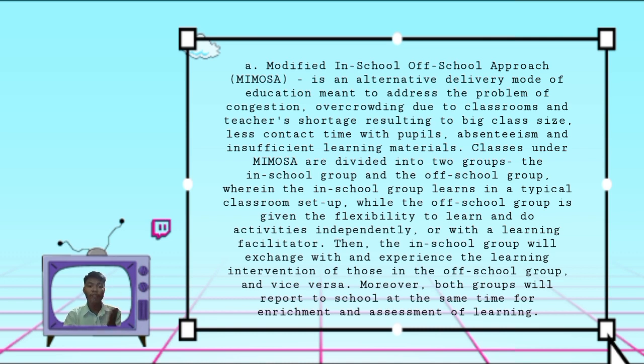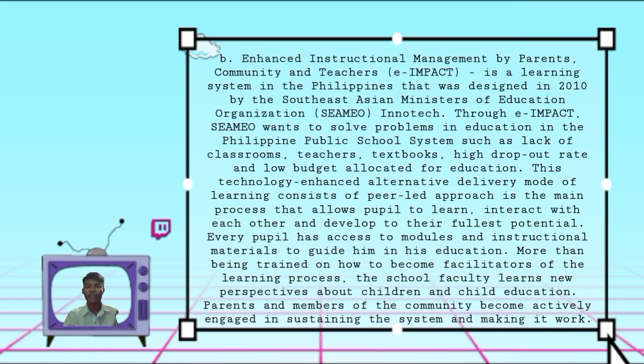So let's continue with Enhanced Instructional Management by Parents, Communities, and Teachers, also known as E-IMPACT. It is a learning system in the Philippines that was designed in 2010 by the Southeast Asian Ministers of Education Organization, or SEAMEO. Through E-IMPACT, SEAMEO wants to solve problems in Philippine public school education, such as lack of classrooms, teachers, textbooks, high dropout rates, and low budget allocations for education.